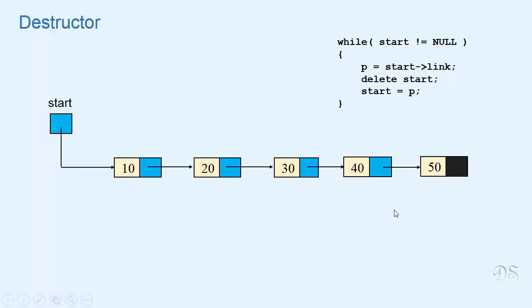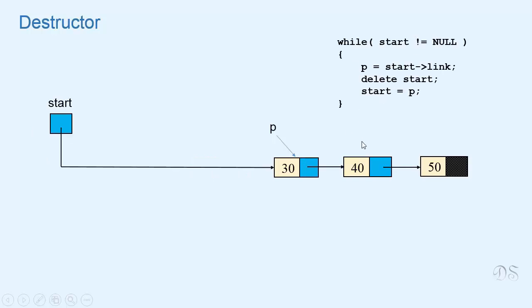We need to destruct this list and this is the code for our destructor. Now start is not null, so we have to take a pointer p that is equal to start link. Start link points to this node, so p points to this node. Then we have to delete start, so this node is deallocated and then we have to make start equal to p, so start now points to this node. Again, this loop executes because start is not null, so p equal to start link points to this node, so p now points to this node. Delete start, this node is deleted and start equal to p.